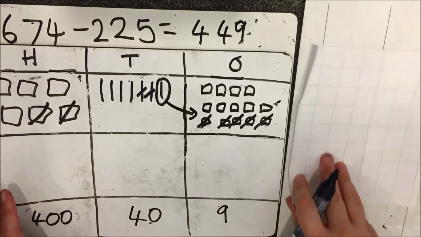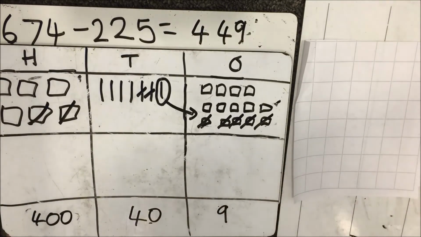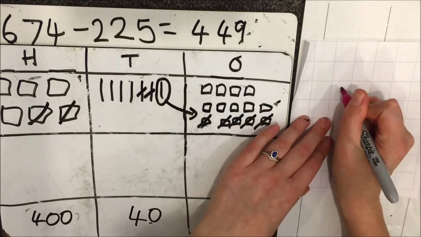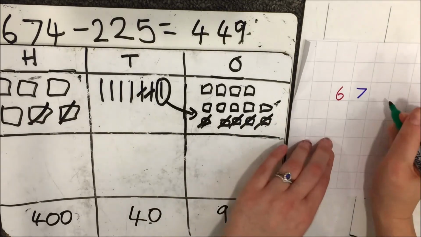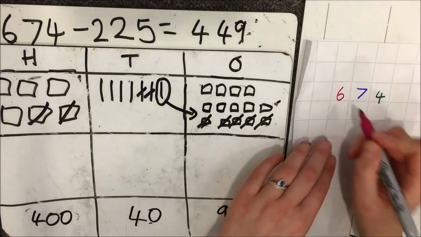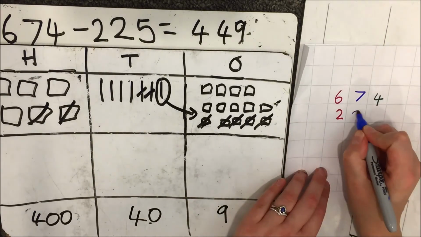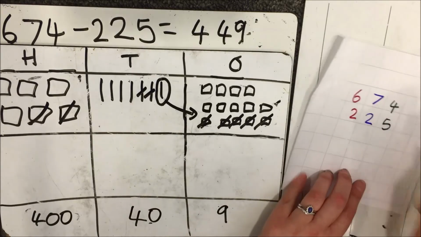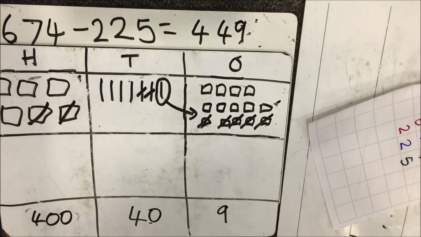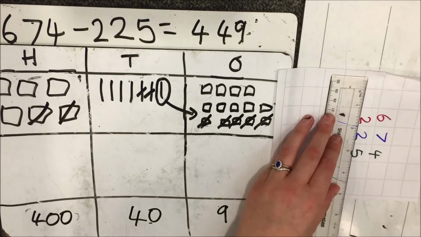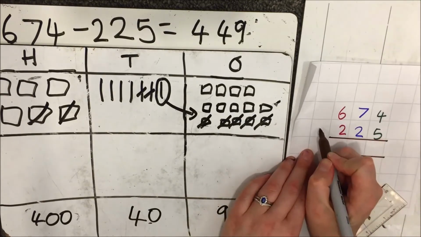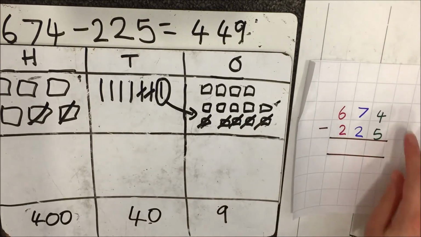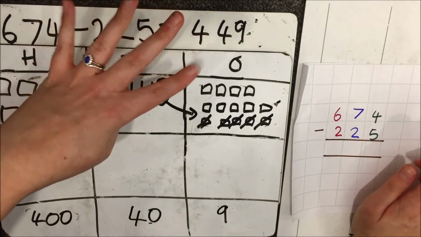Our last step is to do it as a column method. This is the trickiest bit. So again, I'm going to write out my number sentence, which is 674 take away 225. Then I need my ruler and I need to put in my same as sign. And to make sure it's a takeaway, I need to put the takeaway sign here. Then I try and do 4 take away 5. Can I do 4 take away 5?